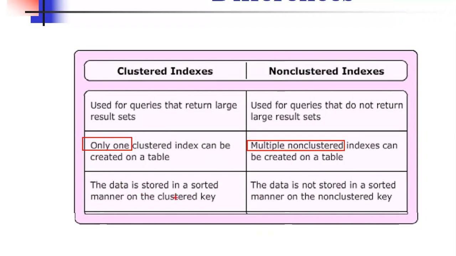In a clustered index, the data is stored in sorted key order. That means on whichever column you have given a clustered index, the data will be sorted based on that column and stored. Whereas in the case of a non-clustered index, the data is not stored in a sorted manner.